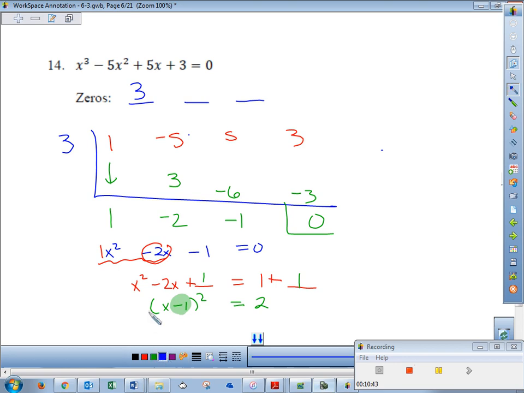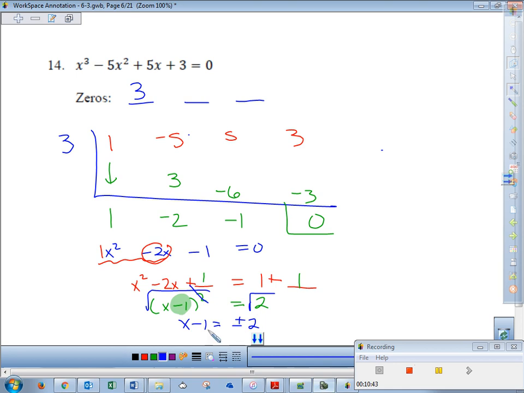Then you square root both sides. You don't have to put the radicals if you don't want to, but the square and the square root cancel each other out. And you get plus or minus 2. That's the most important part. You will get two answers, the square root of 2 plus or minus 2.